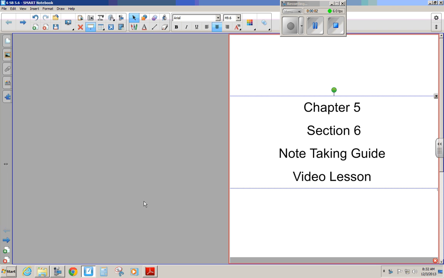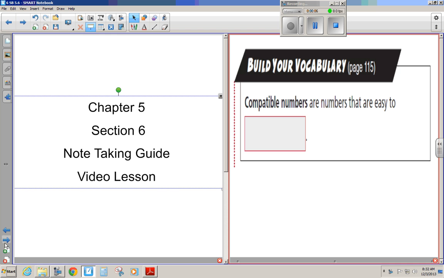Welcome to Chapter 5, Section 6, Estimating Products of Fractions. As always, we have a vocabulary word. Compatible numbers are numbers that are easy to divide mentally.